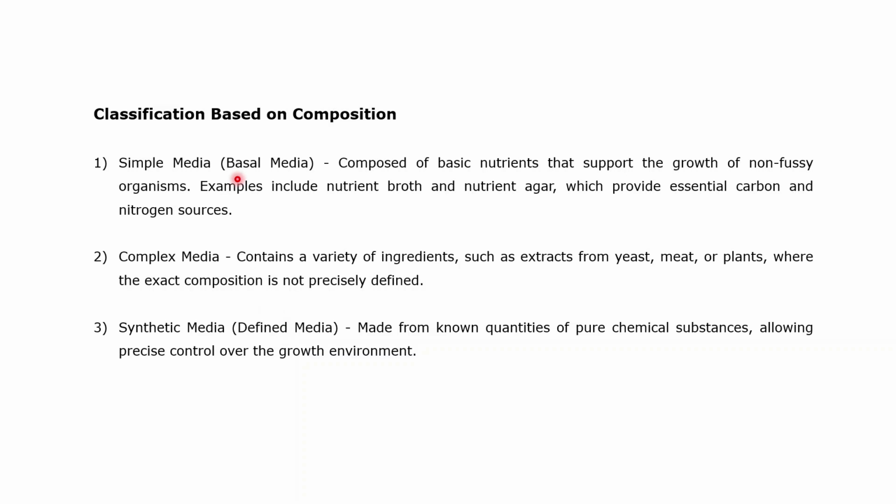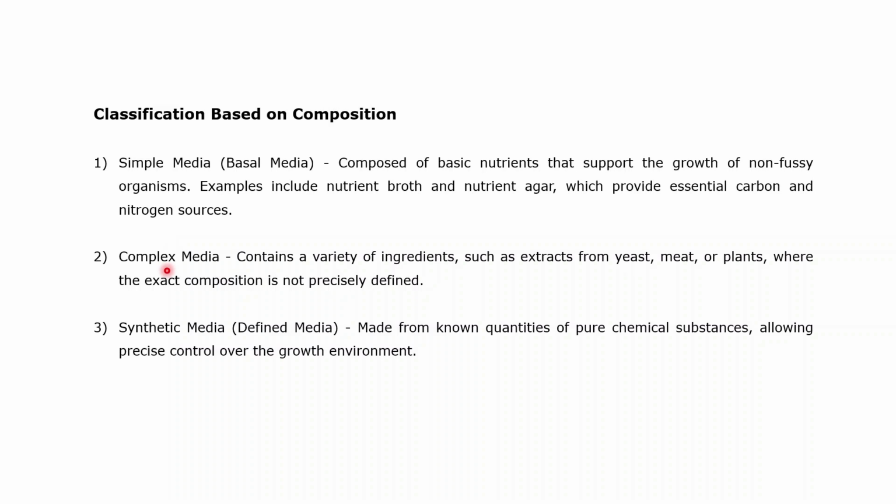So basically, if you need to grow a simple organism, or multiple species of an organism, you just provide a media which doesn't have a complex composition, a little amount of media or any other type of nutrient that is sufficient for that particular organism to grow, right? One such example is nutrient broth and nutrient agar. We do know that it provides carbon and nitrogen sources, which are obviously needed for the survival of that organism. So the composition is not that complex in the case of simple media, so it is also called a basal media.